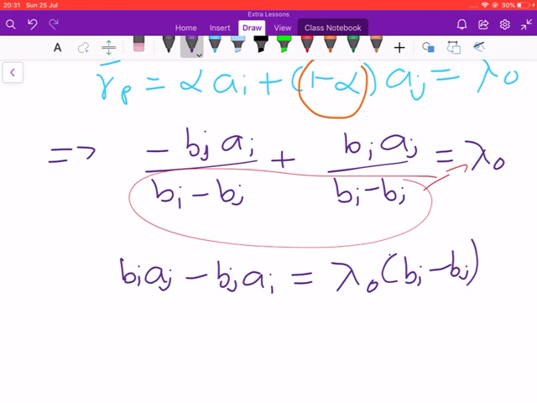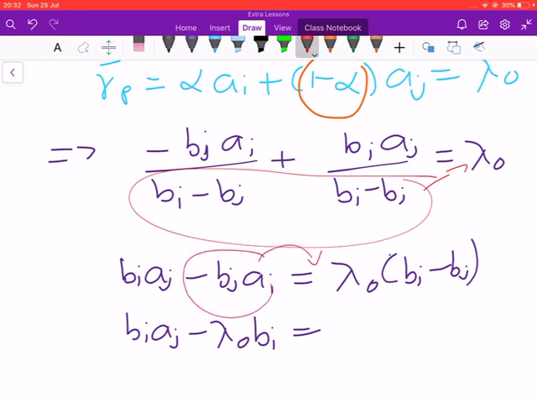Now we can start to group these things together, right? So I can say BI AJ minus lambda 0 BI is going to be equal to, when this thing goes to the other side, it changes the sign, BJ AI minus BJ lambda 0.